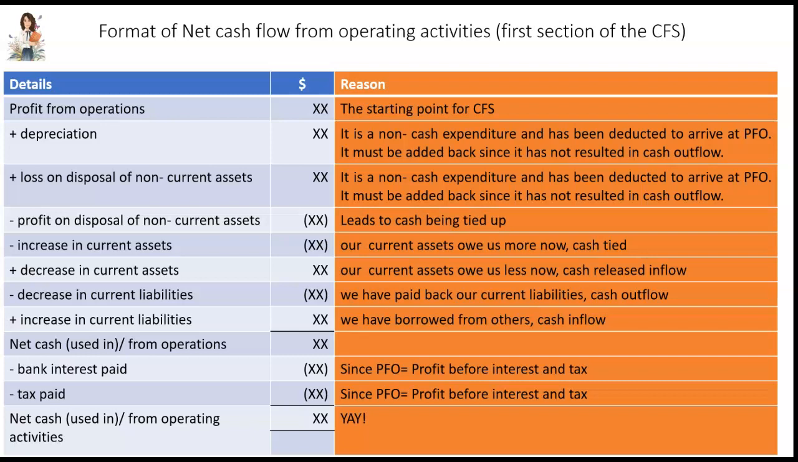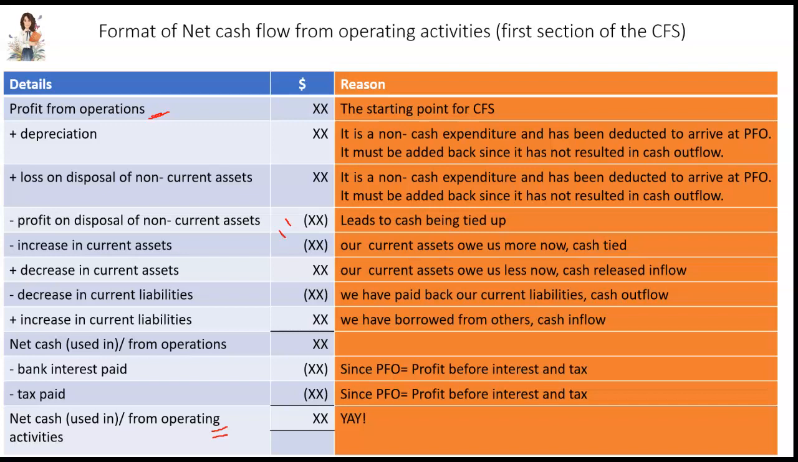We will now take a look at the format of net cash flow from operating activities, which, if you remember, is the first section of the cash flow statement. Always remember that the cash flow statement begins with the profit from operations, and the first section of the cash flow statement ends with the net cash used in or from operating activities. We will add the depreciation and loss on disposal of non-current assets to the profit from operations because these are non-cash expenses. We will subtract the profit on disposal of non-current assets. If you see here, this figure is in brackets, which indicates that it is subtracted.